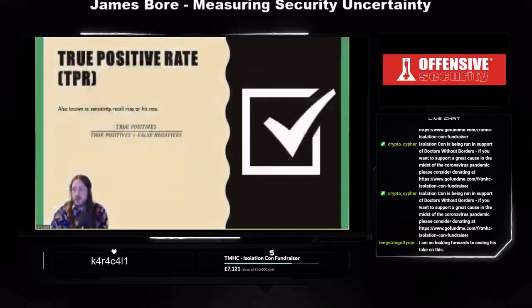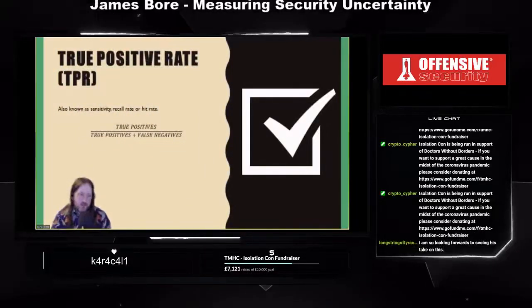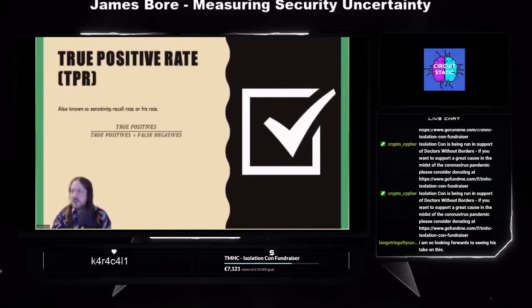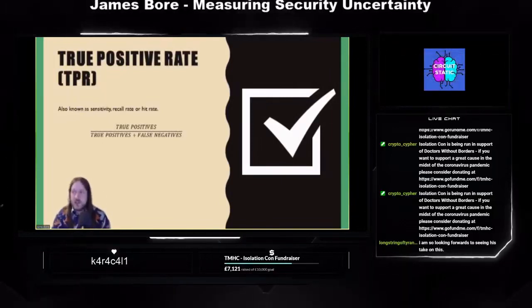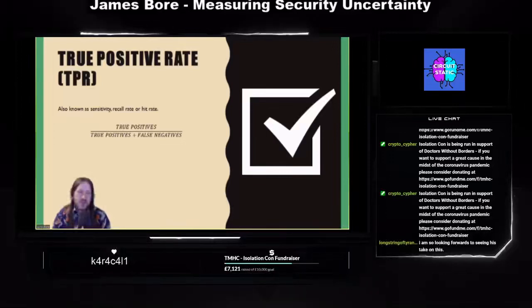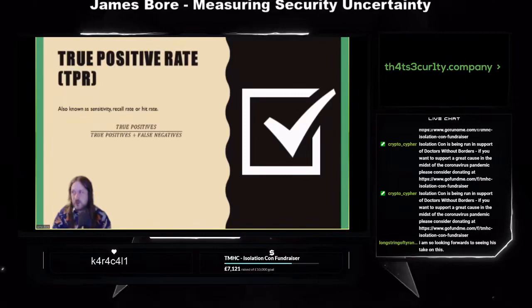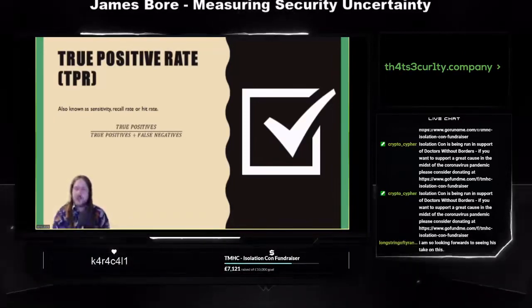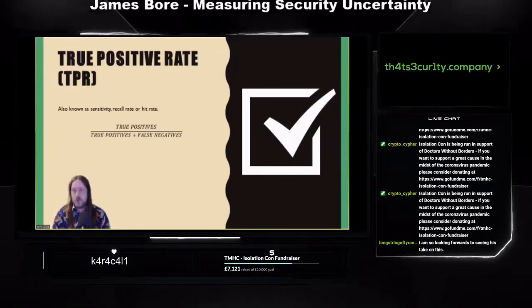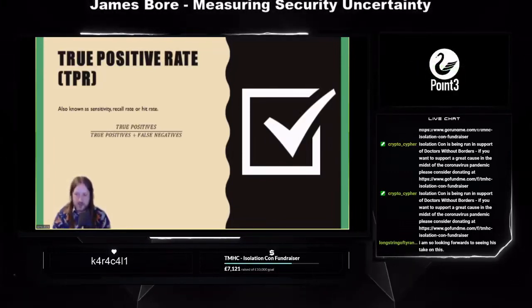Much more usefully, we have the true positive rate. Now, in medical science, this is seen as sensitivity or the recall rate or the hit rate, and there is no standardized terminology. You will find all sorts of other terms being used, but true positive rate is quite accurate. That is the number of true positives over true positives and false negatives.